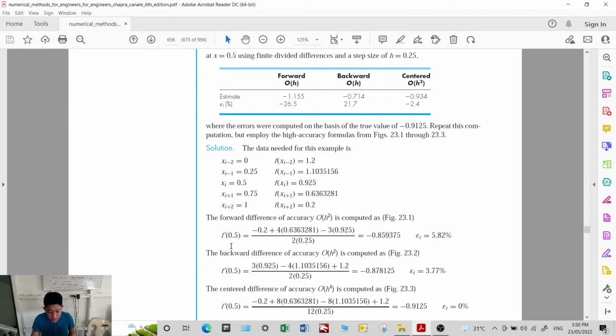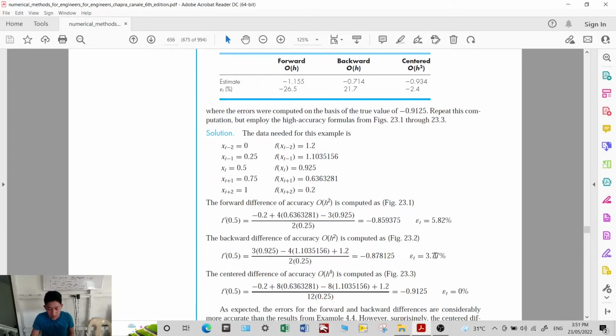So for this example, the first order derivative, wherein our order of accuracy is second order, will arrive at a value of negative 0.859375. So the true error for that is 5.82%. So you can see the significant increase in the accuracy by employing the second order forward difference approximation.